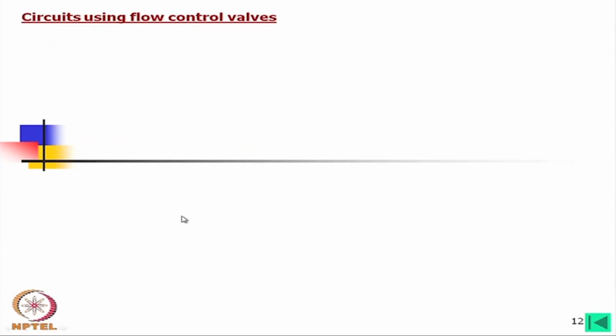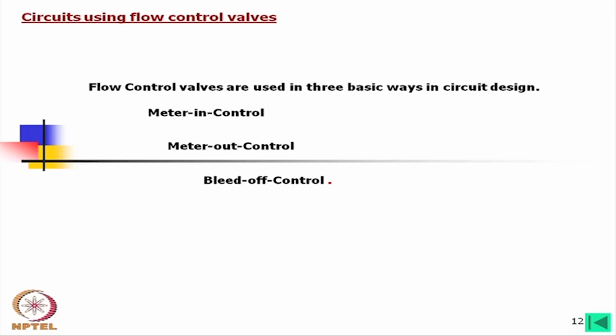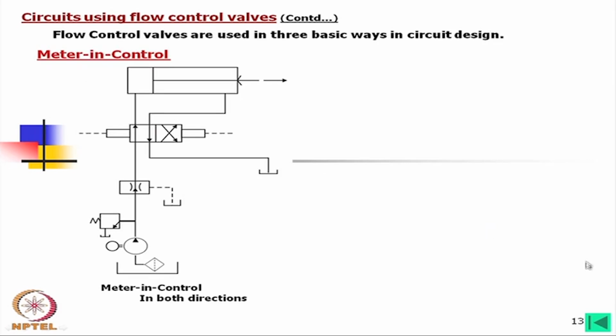Now, next, circuits using flow control valves. So far I have used the pressure control valve. Now we will come to the flow control valve. Flow control valves are used in three basic ways in circuit designs. One is meter in control. You can understand from the words that meter in control means that while we are allowing the flow inside the system, it will be metered. Then meter out control, and then bleed off control. These have specific applications.